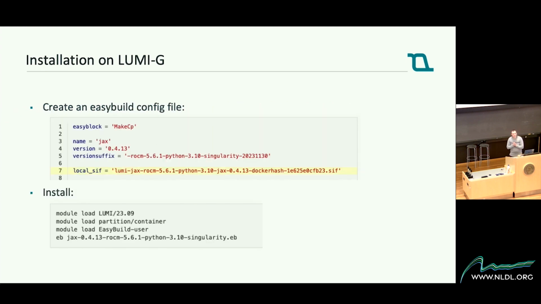We create an EasyBuild config file. We specify which image we want to build on. And this is literally the installation steps. You load the modules you want, and you install it through this EB command. It's very simple. And all of the details, if you want to do this yourself, are available in the documentation linked at the NLDL webpage.